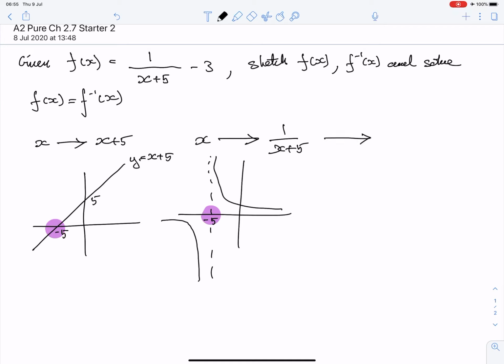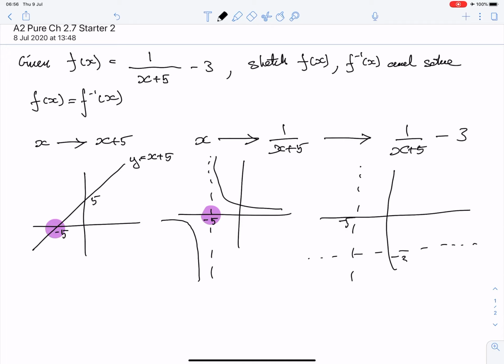Okay, if we then go to 1 over x plus 5 take away 3, then the graph gets shifted down 3, so we can put our axes on, we can put our asymptote on at negative 5, and the graph gets shifted down 3, so the x-axis, which was an asymptote, gets moved down 3, so here we've got negative 3. So our graph is going to look something like that.